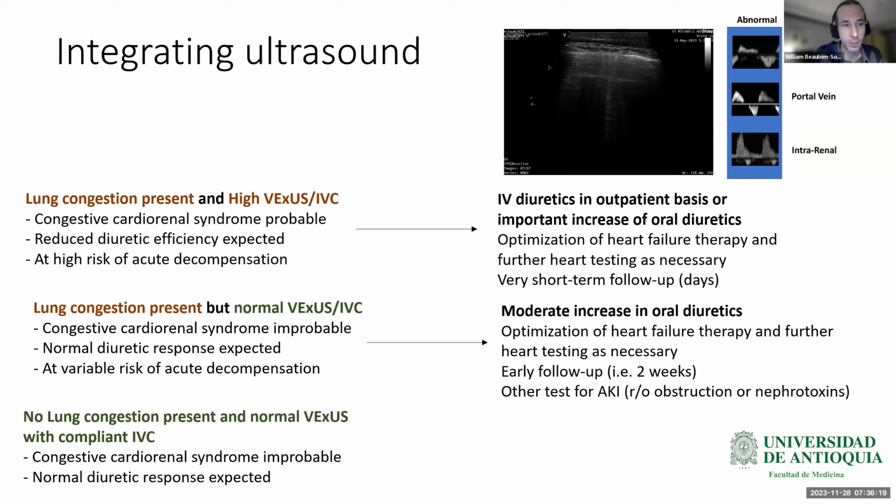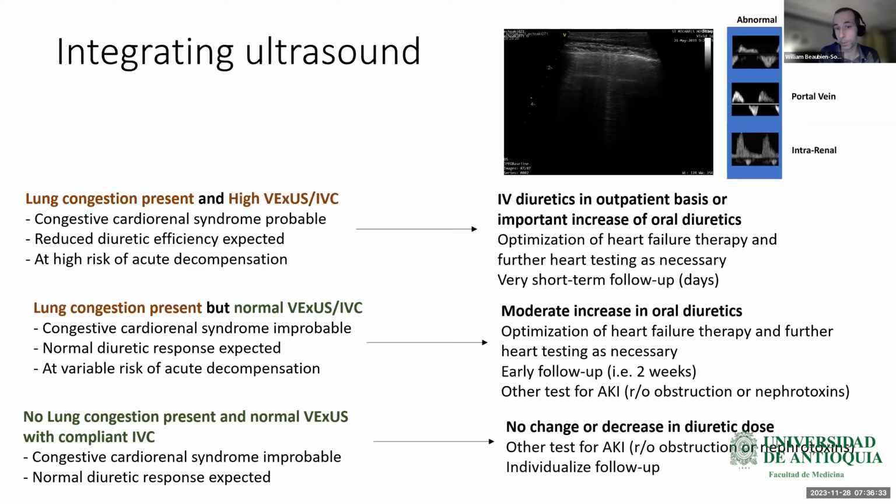And then if the exam is normal, with no lung congestion and normal venous Doppler signs, then congestive cardiorenal syndrome seems improbable. A normal diuretic response is also expected, and it's probably not warranted to increase the diuretic dose. Again, we can prioritize other tests for AKI, for example, ruling out obstruction or reviewing medication lists for nephrotoxins, and individualized follow-up depending on the clinical context.